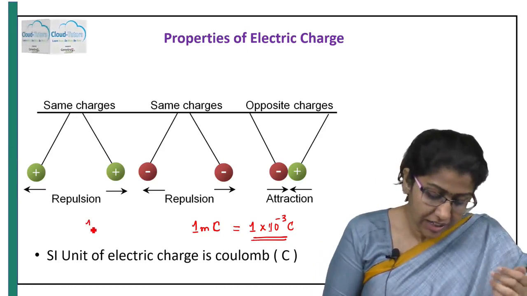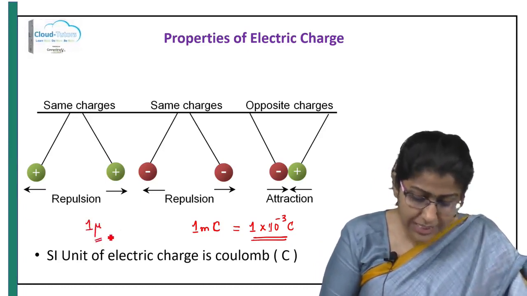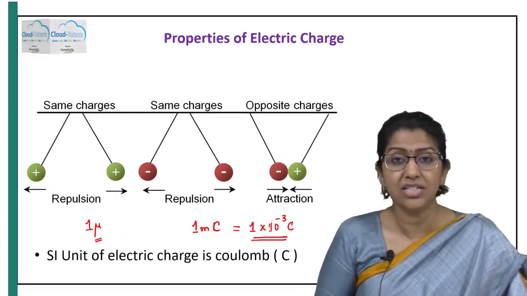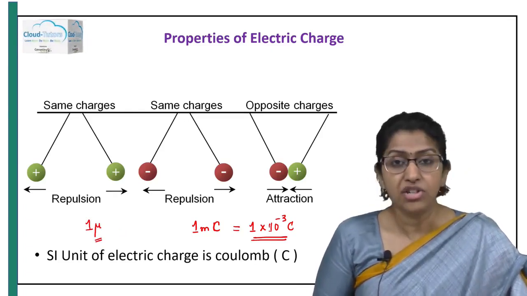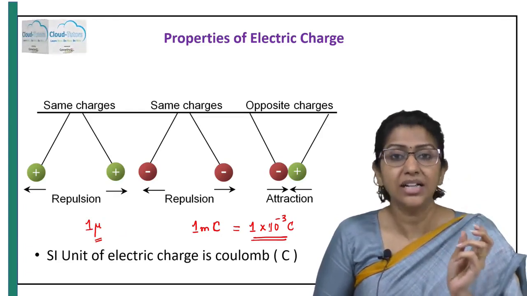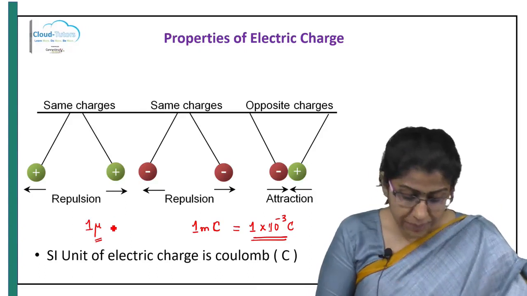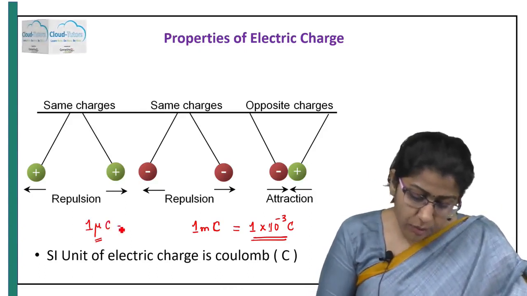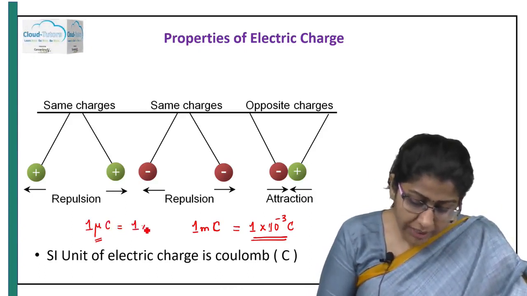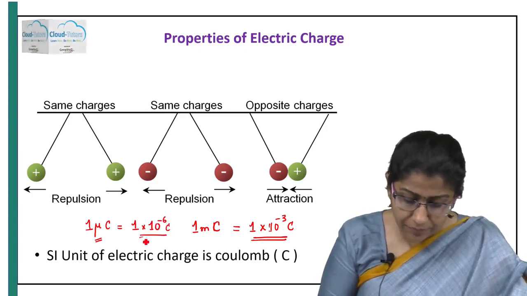So that I can write it as 1 microcoulomb. This is a symbol called mu, which denotes anything preceding the unit that is equal to a micro unit. Okay. So 1 microcoulomb is equal to 1 into 10 raised to minus 6 coulombs.